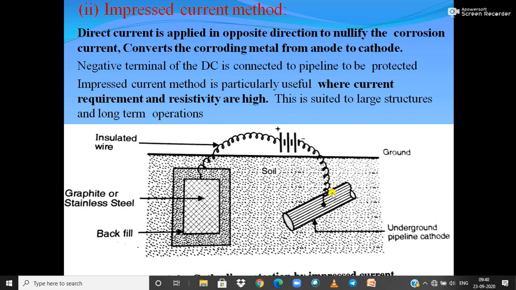As we have forcefully made it cathode by impressing the current, that's why this method is called the impressed current method. It means current is required in this method.